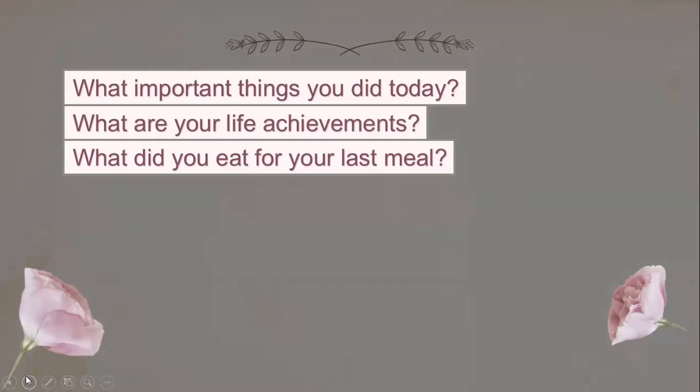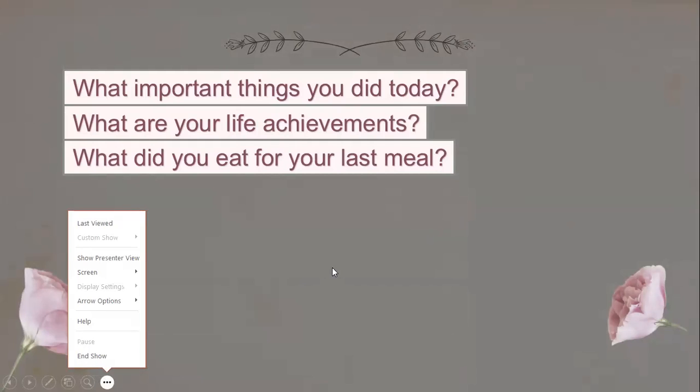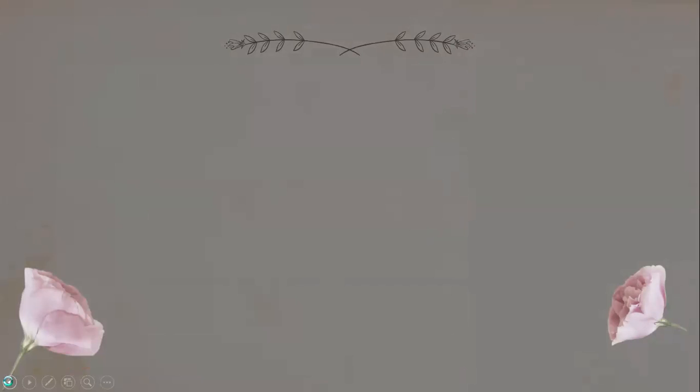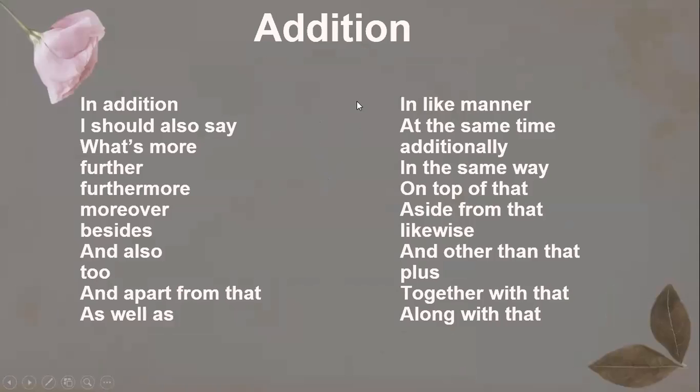Now the next one is the third one. What did you eat for your last meal? Last meal, maybe your dinner or maybe lunch, right? Last meal. What did you eat? So you can say the things that you have eaten, right? Okay. Let's start. And you have to use addition. Addition is important, right? Okay, Abdul, start.